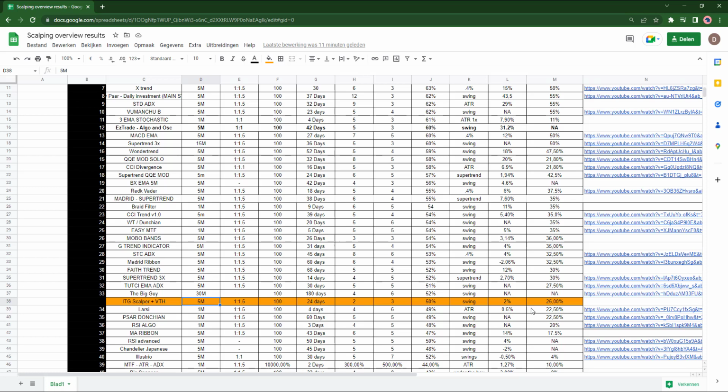Besides that, I took 100 trades, but unfortunately I noticed a bit too late that all the trades that I already took were not recorded. So sorry for that guys. Next time I will be on point and record every trade. Yeah, these were the results of the Itg scalp indicator.